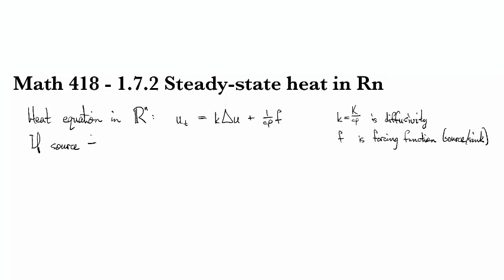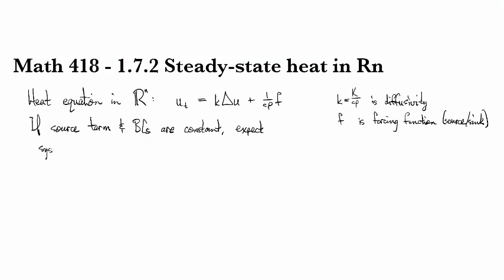So if the source term and the boundary conditions are constant, then we expect the system to equilibrate. So coming to equilibrium, that means that the time eventually stops changing. So the time derivative tends to 0 as t goes to infinity.